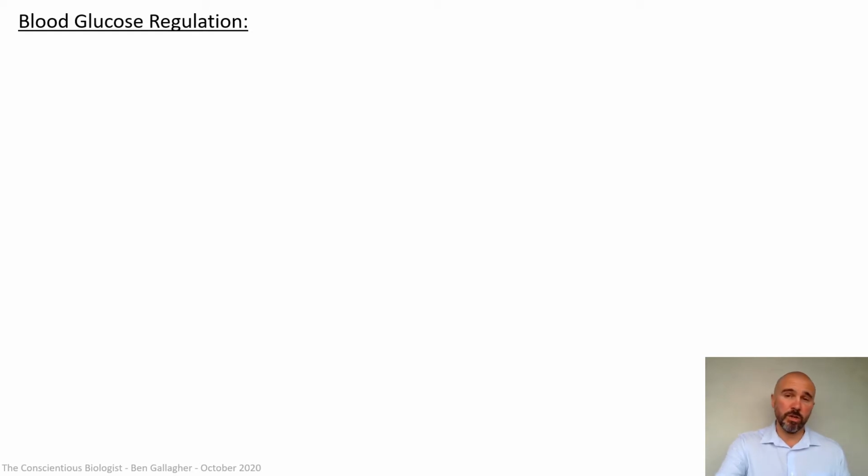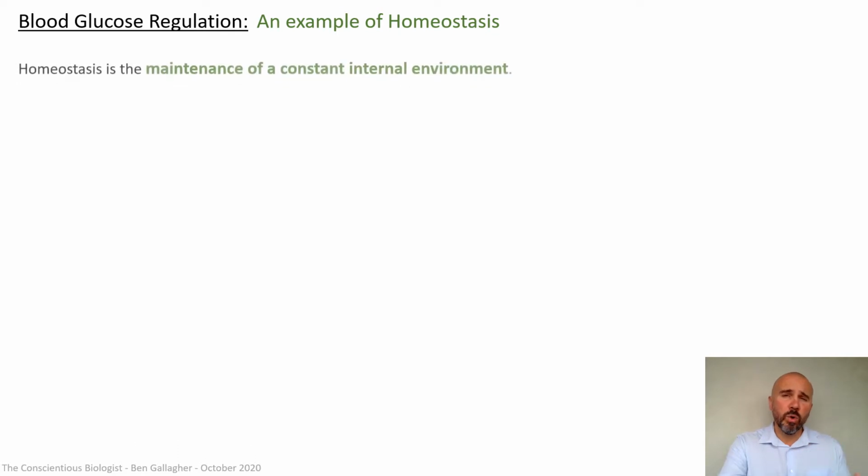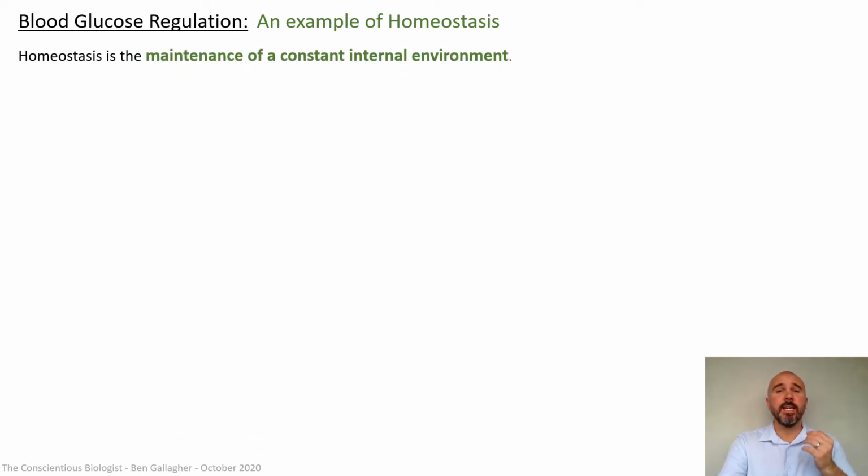So as I just said, blood glucose regulation is an example of homeostasis. So let's quickly recap what homeostasis is. It's the maintenance of a constant internal environment. It works by negative feedback loops, and that's to maintain balance.